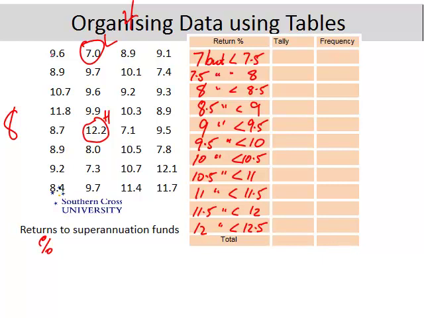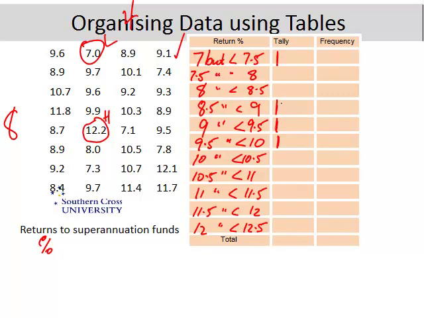So 9.6 belongs in this group. So we put a tally mark. 7 is the lowest. It just goes in the bottom of that group. 8.9 is in this group, and 9.1 would be in this group. Do the next row. We've done that row.